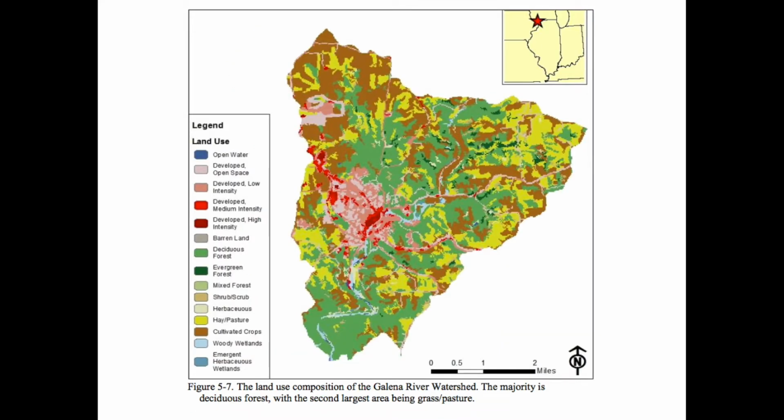In terms of land use, 40% of the subwatershed is forested, shown here in green. 27% is grassland and pasture, shown in gold. 13% is cropped corn and soybeans, shown in brown, and 8% is developed, shown in pink and red.